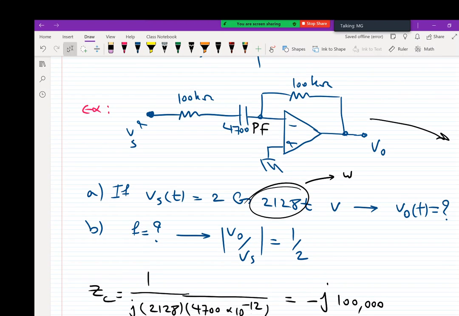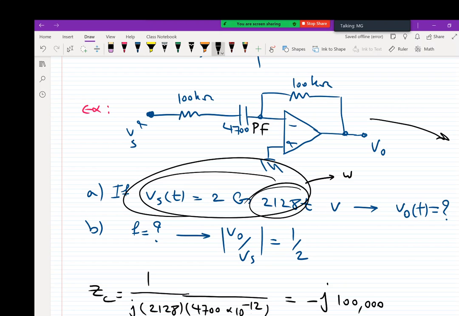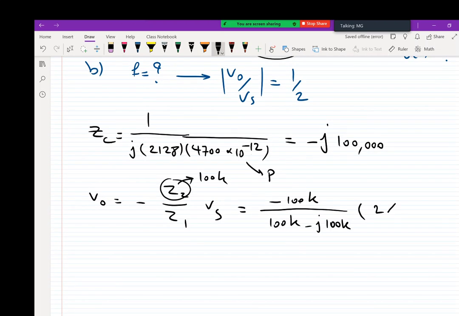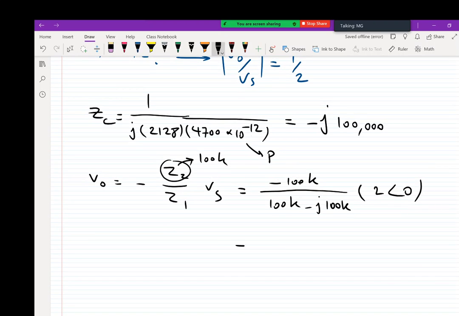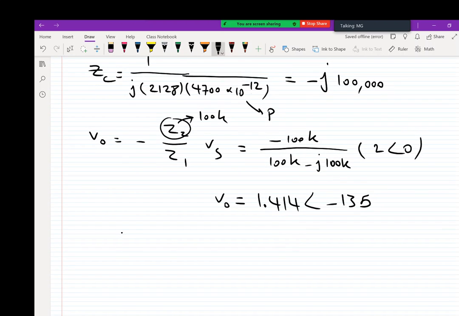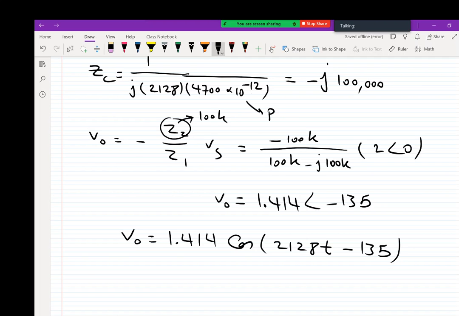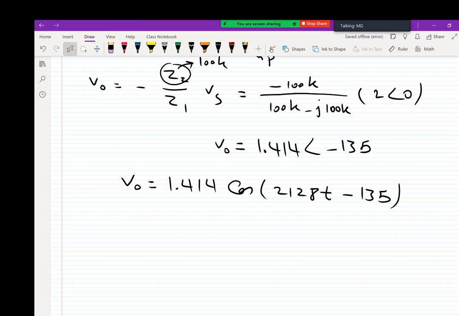Vs is this value, but if we convert it to phasor, it's equal to 2 with the angle of 0. If we do this multiplication, Vo is equal to 1.414 with the angle of negative 135. If we convert it back to the time domain, it will be 1.414 cosine of 2128 t minus 135. Okay, so this is the solution.